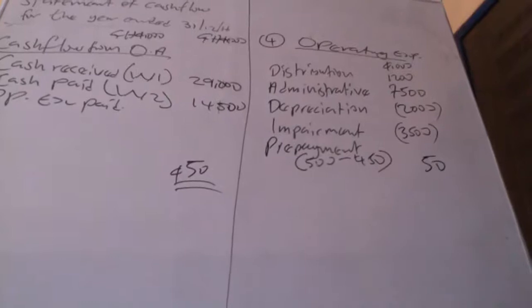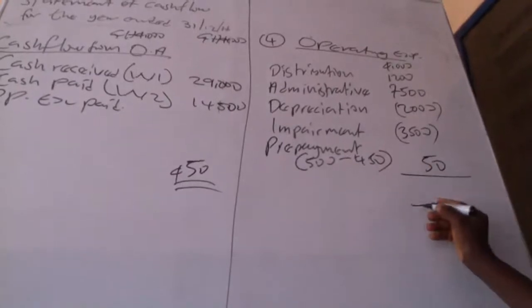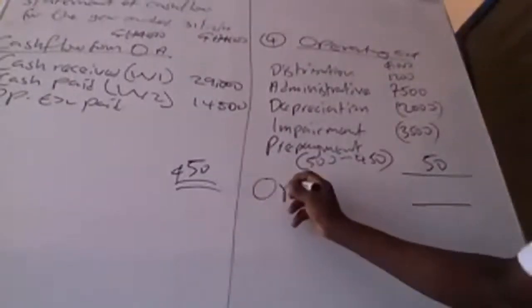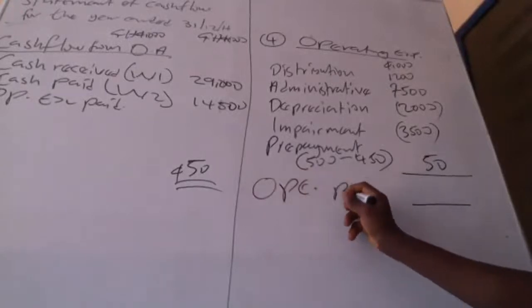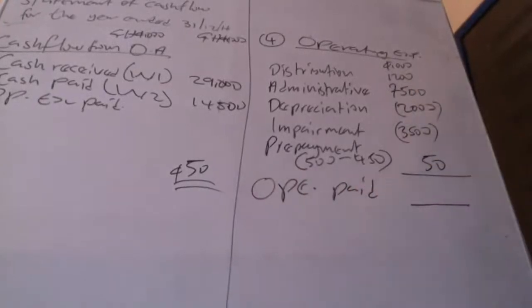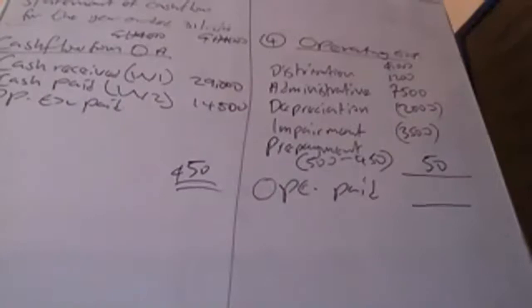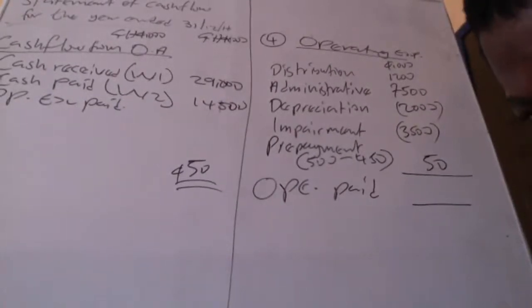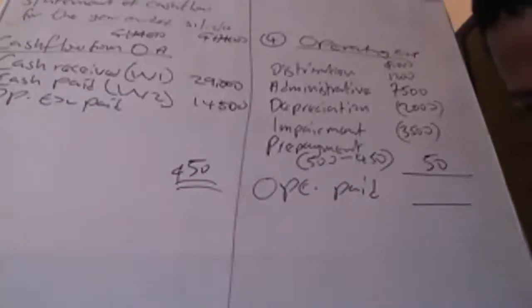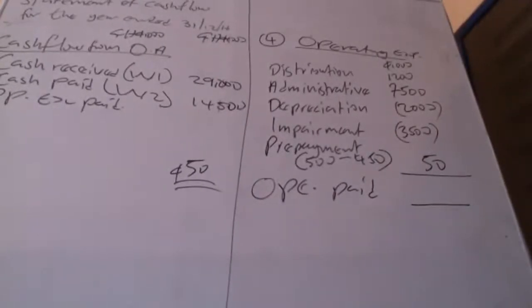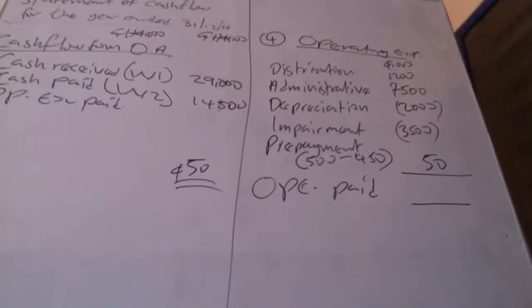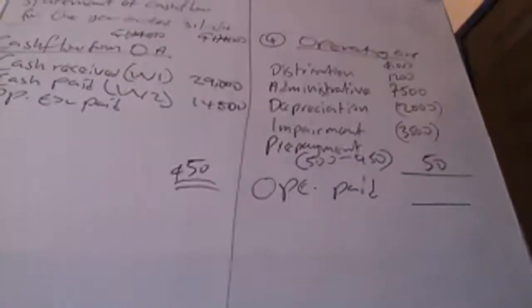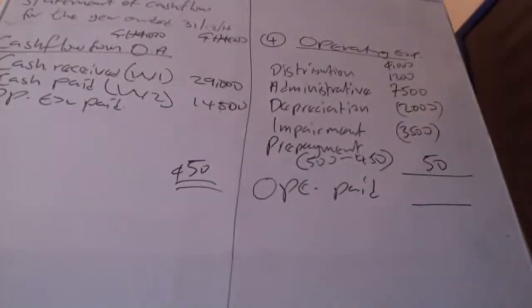So finally, what are the operating expenses paid? All these ones are incurred. We have massaged them with a non-cash item to get the paid. Towards the answer: 1,200, 7,200, 3,500 plus 50. And then what do you get? If you have any question, kindly ask.